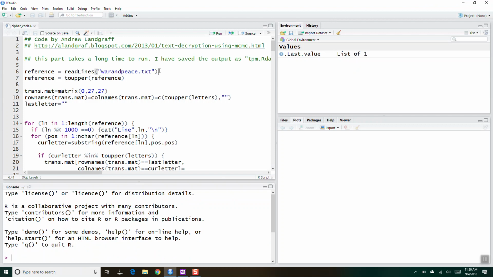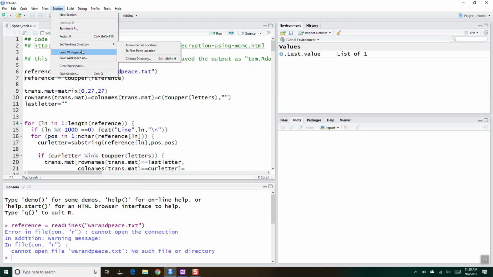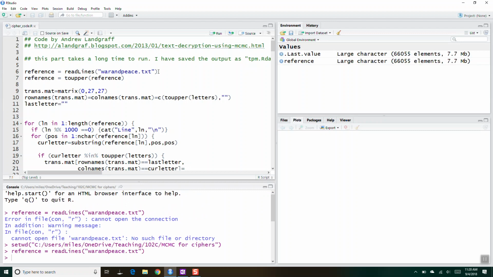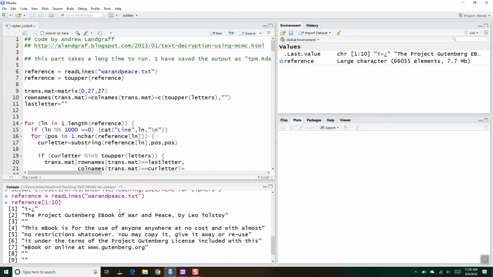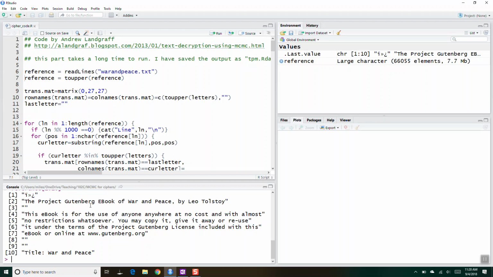Okay. So first I'm going to read in the text of War and Peace. Session set working directory to source files. So this should do it. Okay. All right, and then we can just kind of look at the reference. Let's look at the first 10. All right. Okay, well, there's some funny characters in here. So it just says, the Project Gutenberg ebook of War and Peace by Leo Tolstoy. And so it just reads in this character thing, okay?